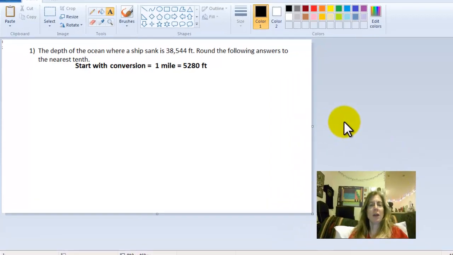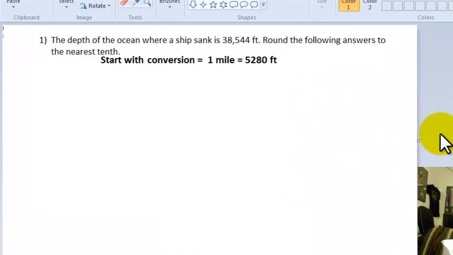All right, we're going to look at unit conversions using the unit fractions. And there is a video on this, but I don't know if it's very clear. Anyway, when you have a problem like this, and we have one like this in the discussion, the depth of the ocean where a ship sank, they're giving us a certain amount of feet. And we're going to round the following answer to the nearest tenth. I'm missing the other part of the question, which is convert it to miles.